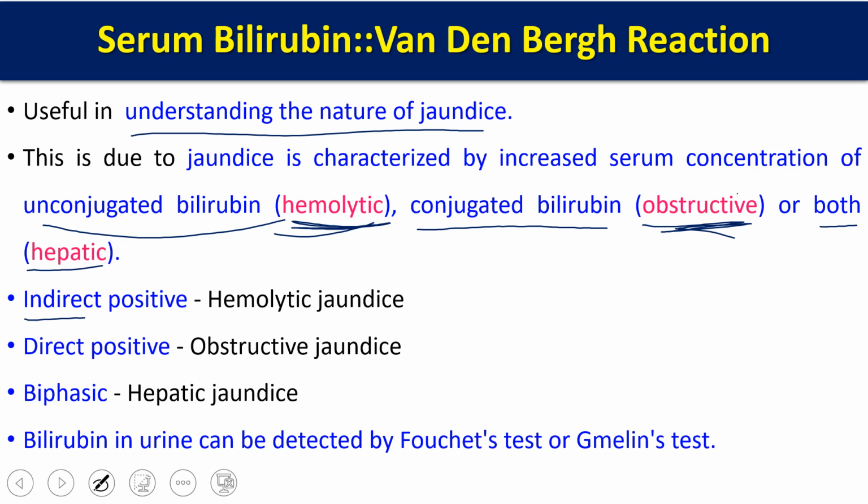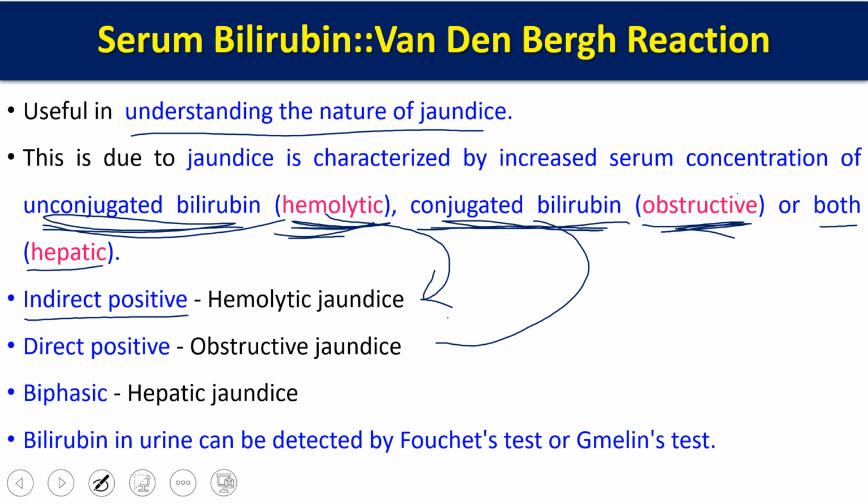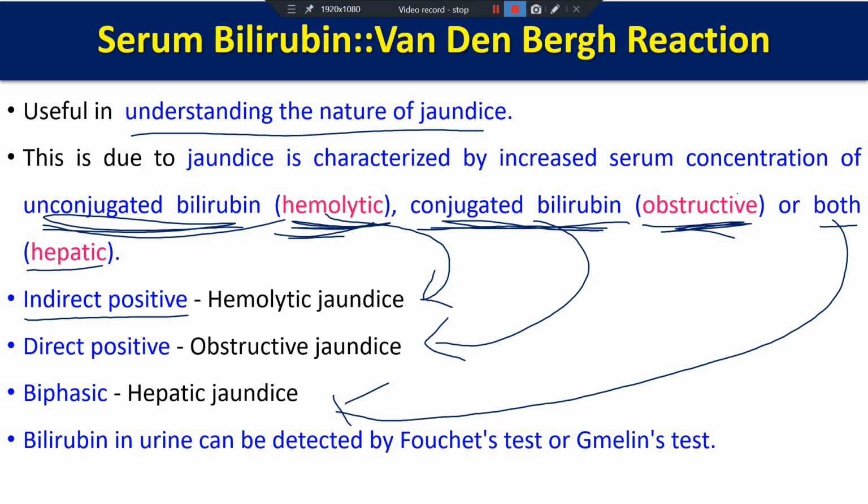So we are having an indirect positive test in case of hemolytic jaundice, because we are having only unconjugated bilirubin there. So only indirect positive test. In the case of obstructive jaundice, where we are having only conjugated bilirubin, it will give you only a direct positive test. And in case of hepatic jaundice, we are having both types of bilirubin there, so it will give you biphasic reactions. So on the basis of the different types of Van der Bergh reactions, whether we get direct, indirect, or biphasic, we can differentiate which type of jaundice we are going to have.